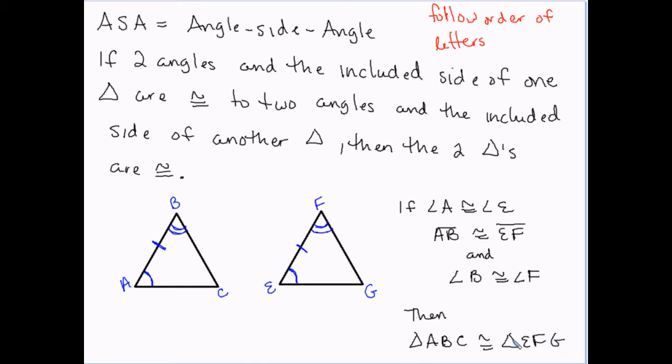So we had all three sides, and then you have two sides with the angle in between, and now we have two angles with the side in between. And so the order is very important, so we need that side in between the angles to be the same.